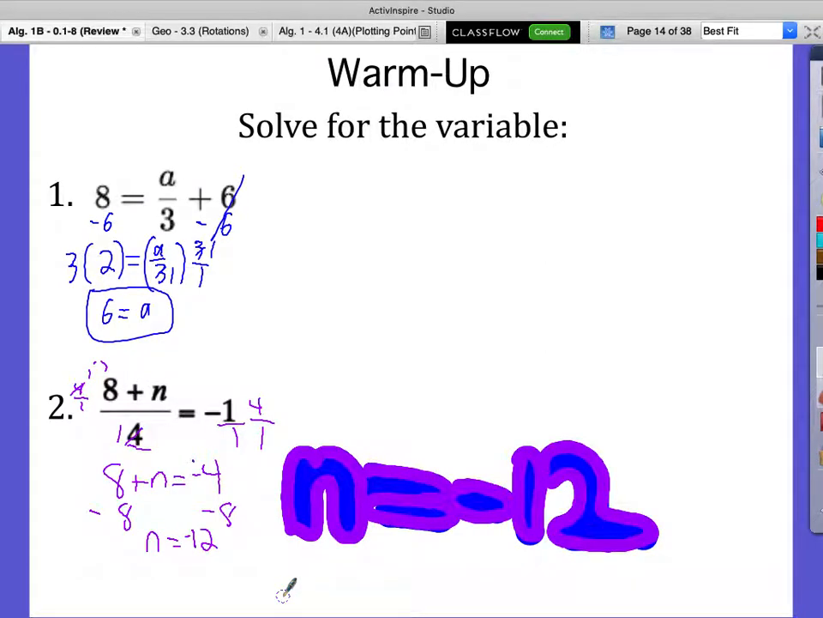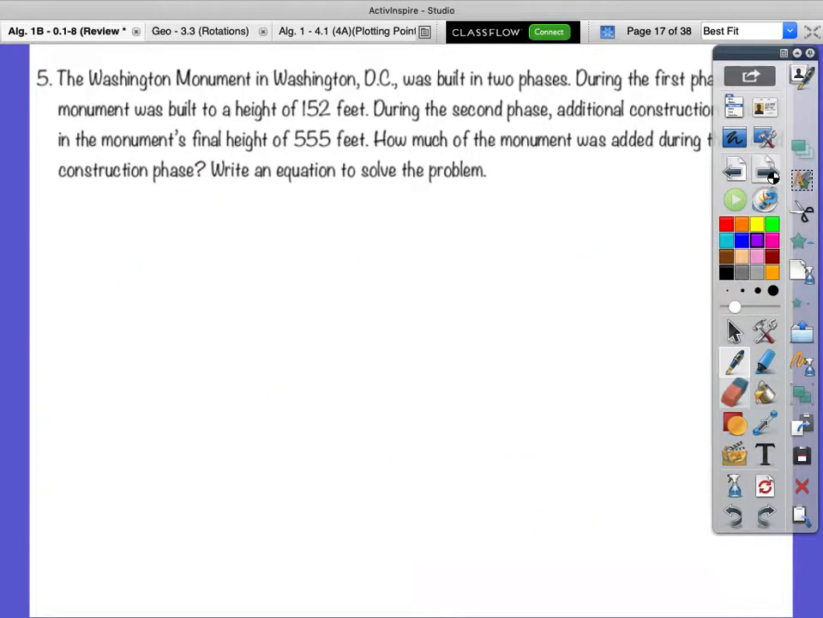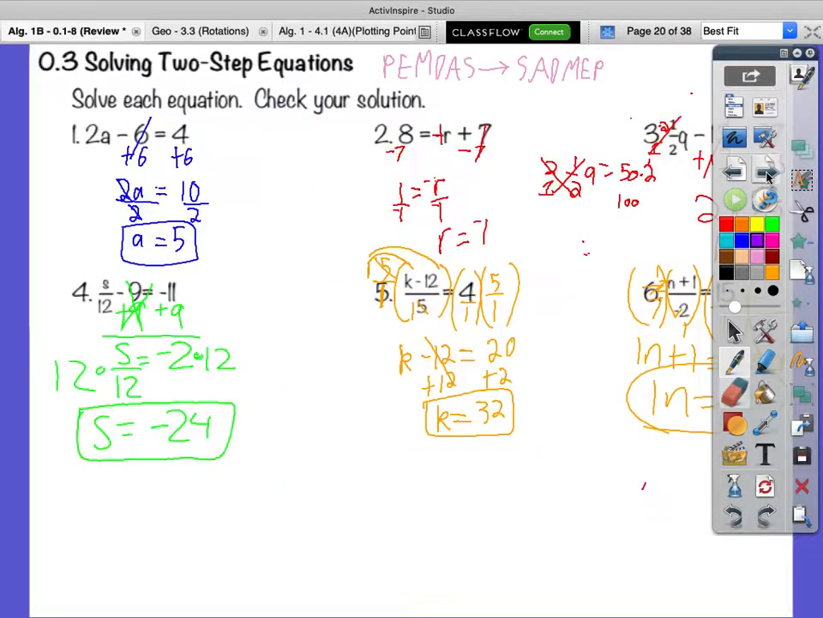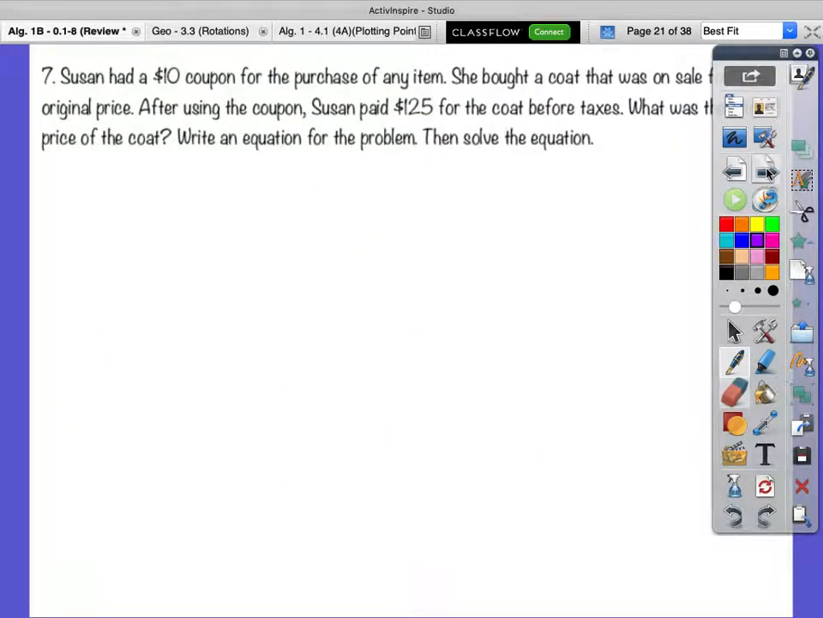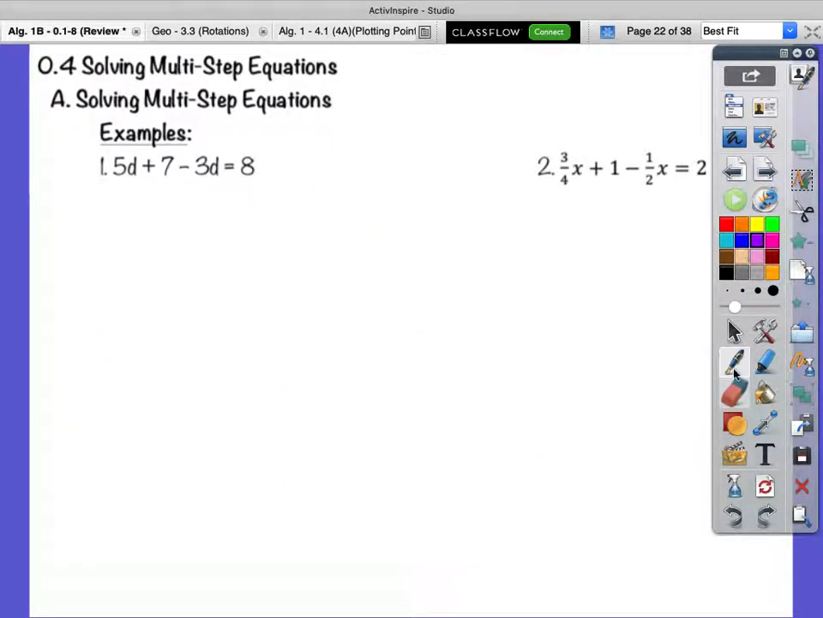Okay, so today we're going in 0.4. We're doing multi-step equations. Last time we did two-step equations following SADMAP. Multi-step equations, we're adding one to two more steps, and those are steps that we actually, I believe, know how to do.